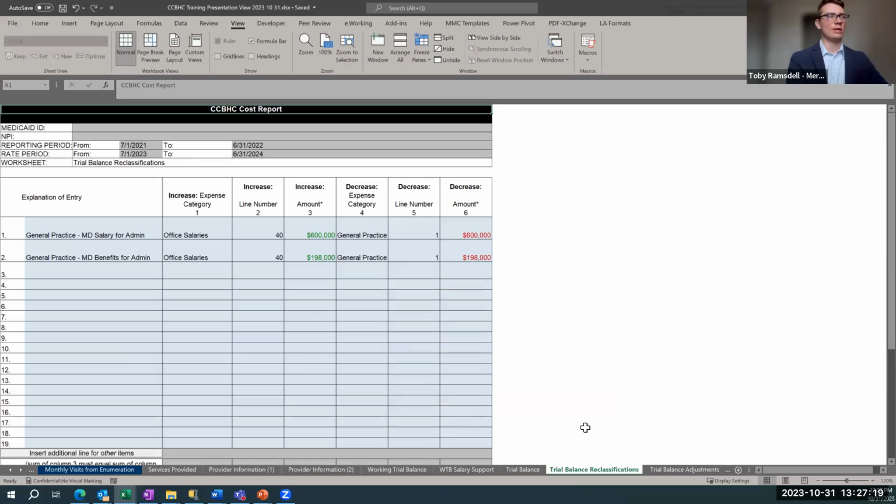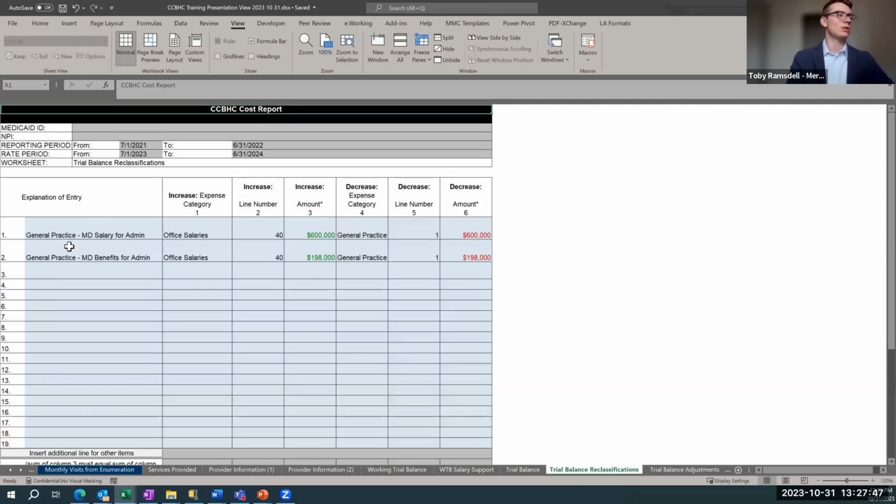What I want to point out is that you should fill out the trial balance reclassification schedule and the trial balance. A lot of the times we'll see maybe reclassifications will be made in the trial balance, but the reclassification schedule won't be filled out, or vice versa. To be able to accept the cost report, we need to have both tabs be complete. Now, the information should be accurately reflected between the two tabs.